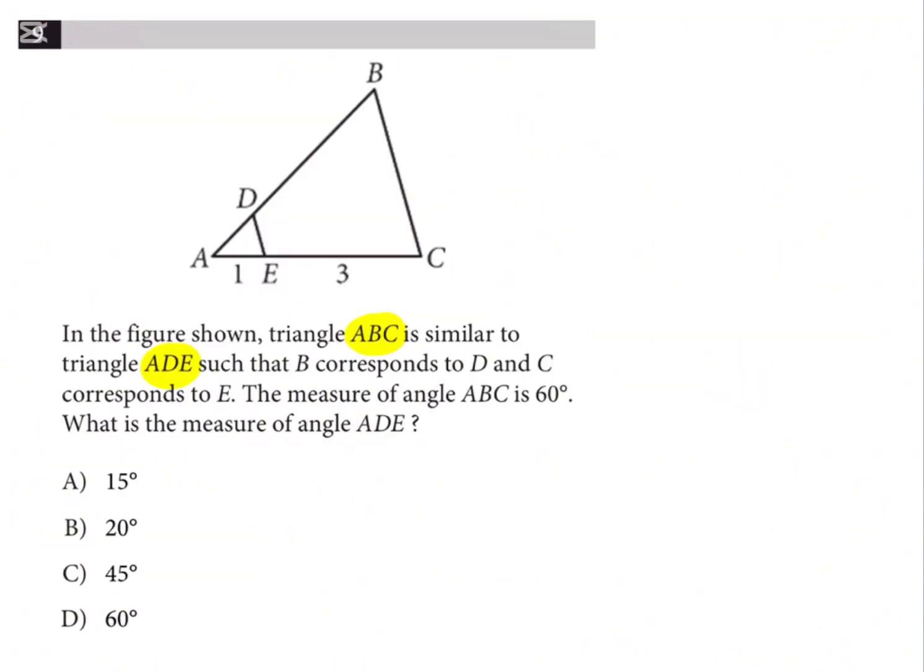First, let's break the problem down. Triangle ABC is similar to triangle ADE, meaning all corresponding angles are equal and their sides are proportional. The key information provided is that B corresponds to D and C corresponds to E. Also, we're told that the measure of angle ABC equals 60 degrees. It directly tells us that the measure of angle ADE is 60 degrees as well.